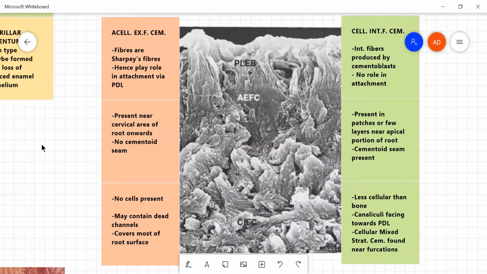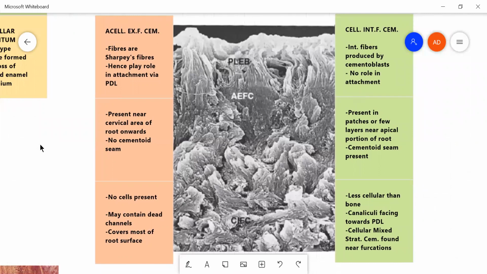Now, based on the types of fibers present, one can classify cementum as acellular extrinsic fiber cementum, AEFC, or cellular intrinsic fiber cementum, CIFC. AEFC has Sharpey's fibers, which are extrinsic in nature. They are not formed by the cementoblasts. They are formed by the fibroblasts, which are present in the periodontium. The CIFC has intrinsic fibers produced by the cementoblasts. Thus, because of this, AEFC plays a role in attachment to the PDL, and CIFC has no role in attachment to the PDL because the Sharpey's fibers are not present.